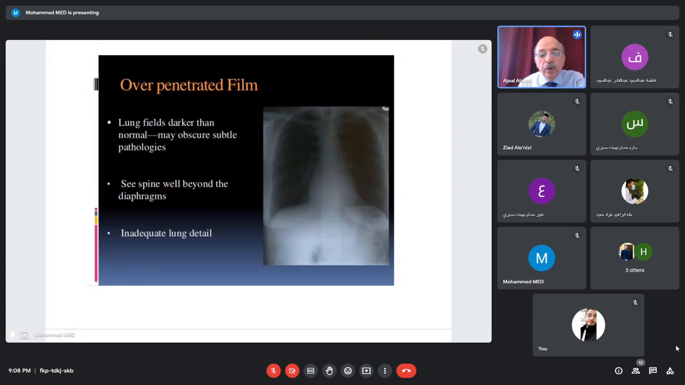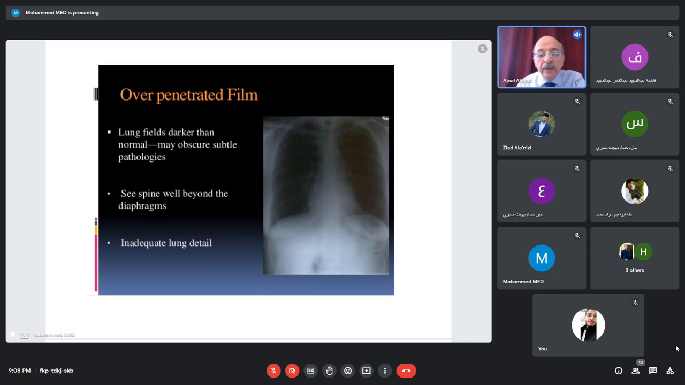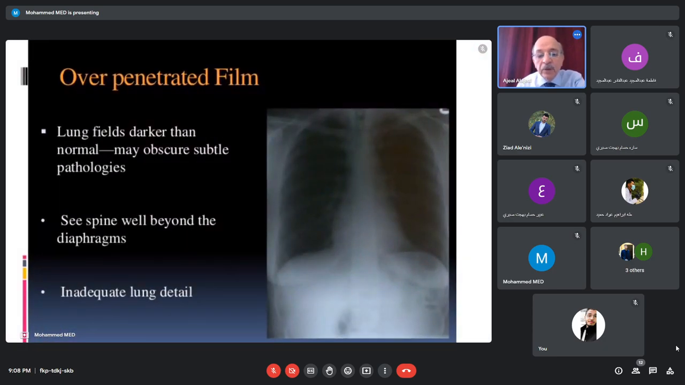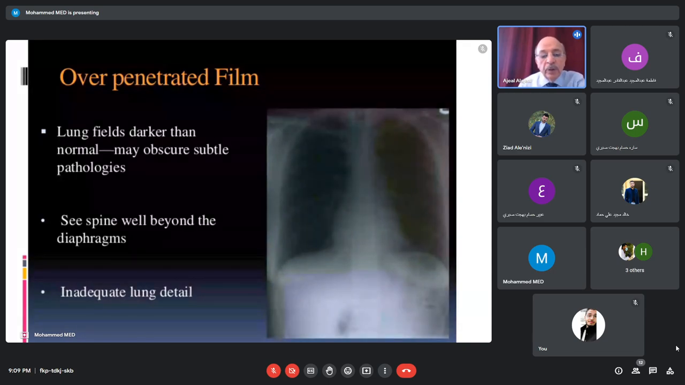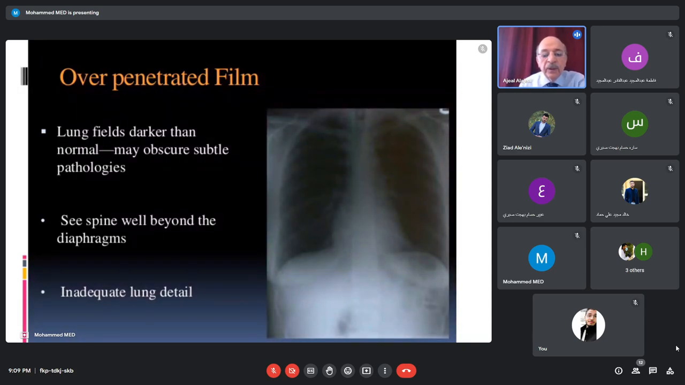This is an example of an over-penetrated film. You can see that the spinal cord is very clear here. Do you see my pointer? No, I'm not sure. This is a problem. But anyway, this is an over-penetrated film when you look to the center. Let's go to the other slide, please.